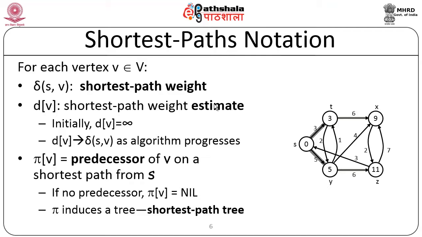So, you are doing an estimate, starting with the worst case of infinity and trying to move towards the actual one. Then we have pi of v, which is the predecessor of a vertex v on a shortest path from S. Suppose you have S, A, B, C, then pi of v for A is S, for B is A, and so on. If there is no predecessor, for example the source, pi of the source will be equal to nil, and pi induces a tree, which is the shortest path tree.